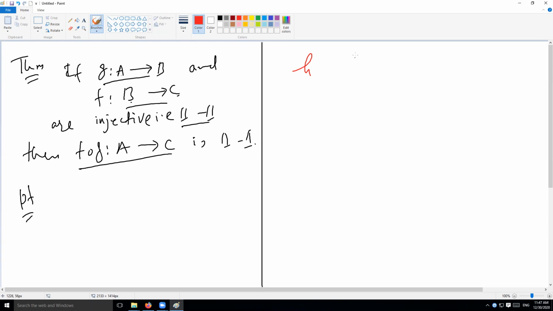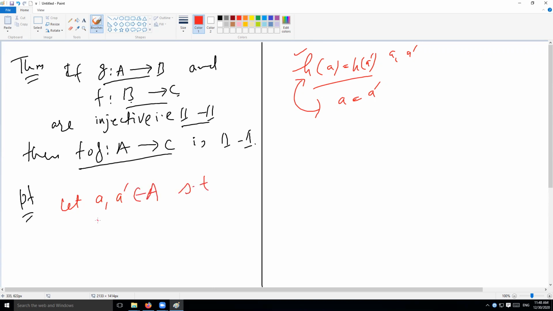So I will pick two elements from the domain, right? And I'll equate them, h of a equal to h of a prime. And then I'll try to prove that a is equal to a prime. If I can prove this, then h would be 1-1. Agreed? We do it this way, right? Yes, sir. Okay. So now, what is the domain of F composition G? It's A. So let's pick A and A prime from A such that their outputs are equal.